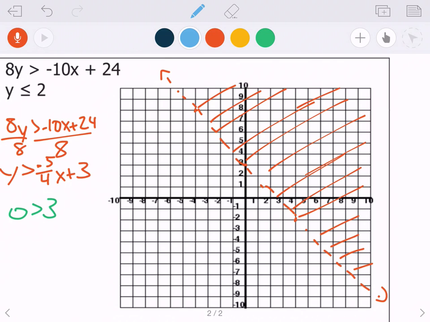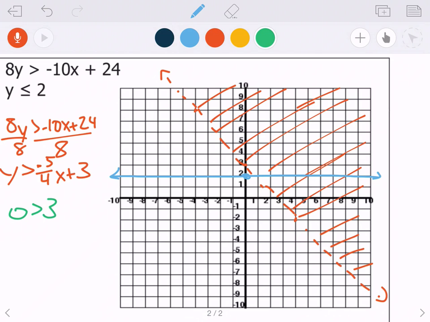So y is less than or equal to 2. Y is less than or equal to 2 is one of those special cases we talked about with linear equations. That line is going to be going through 2 on the y-axis. So it's going through that point, and it is going to be a horizontal line because it's going through that point on the y-axis, and it's going to be a solid line because it's less than or equal to 2.